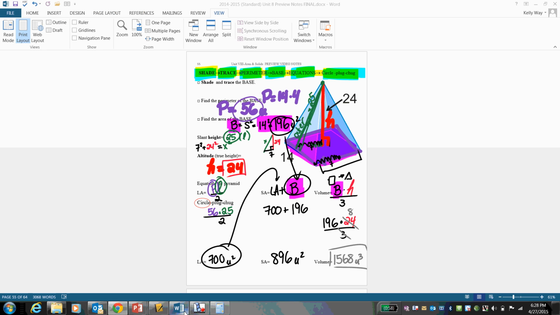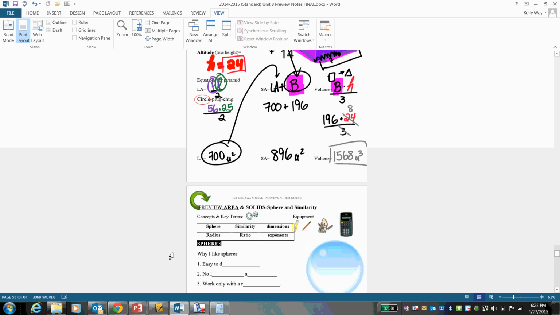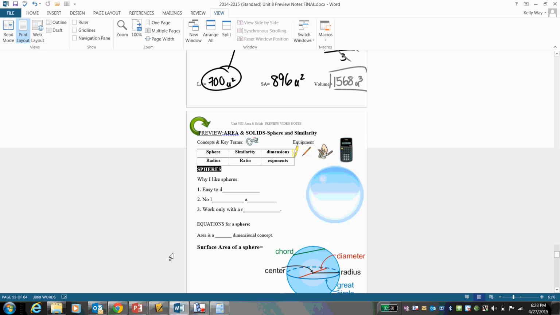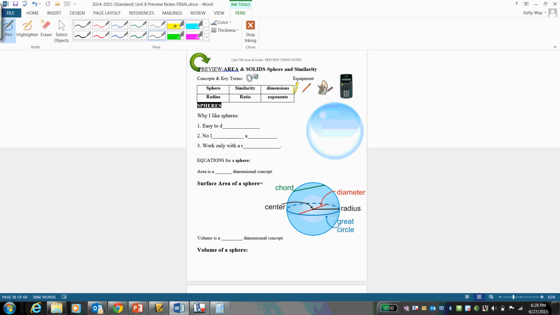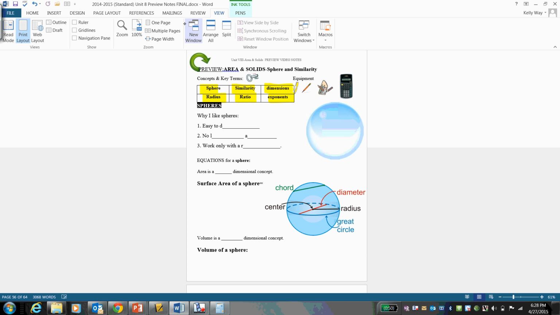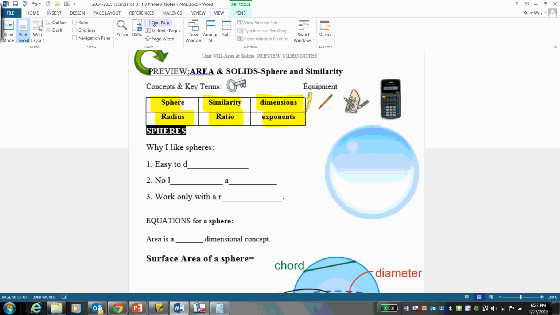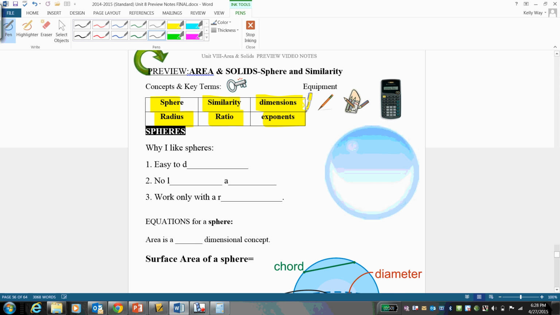Okay, now that you took the time to verbalize that, we're ready to move on. Now, I did all of that because you're like, that's a lot to remember. That's going to make it super easy because spheres are so easy. It's downhill from here. So when we do spheres, we keep track of these words: sphere, similarity, dimensions, radius, ratio, exponents. Ready? Okay. I love spheres.